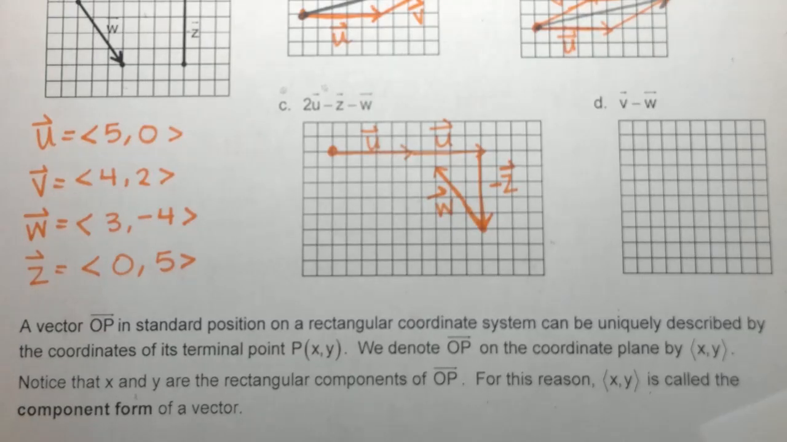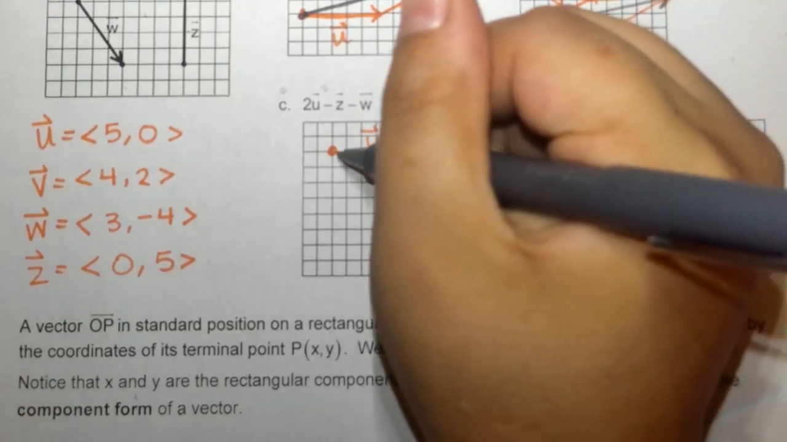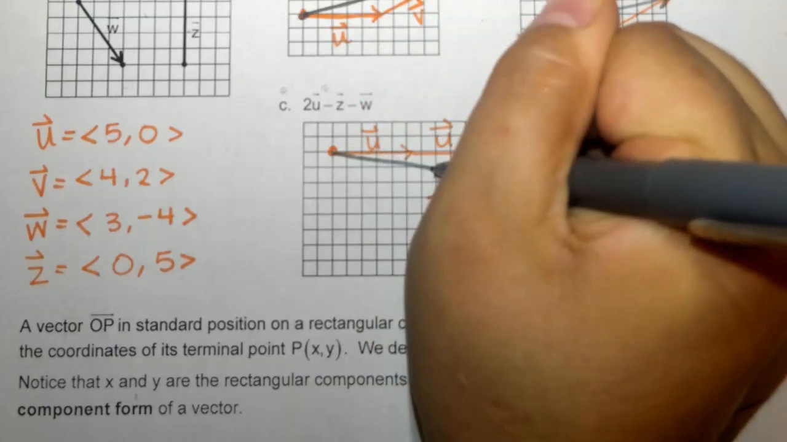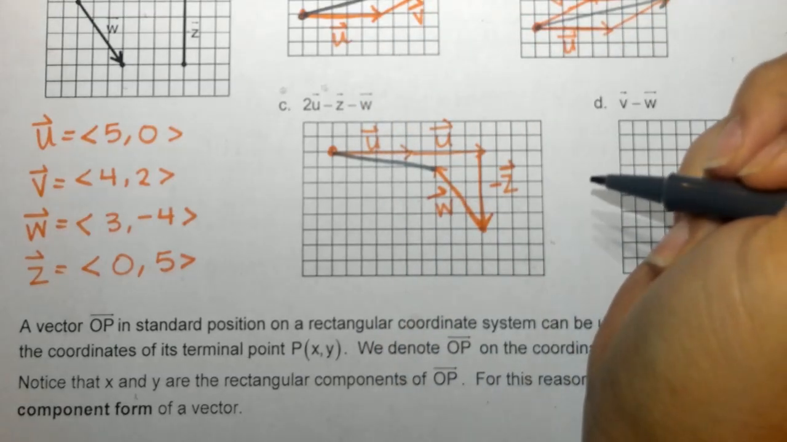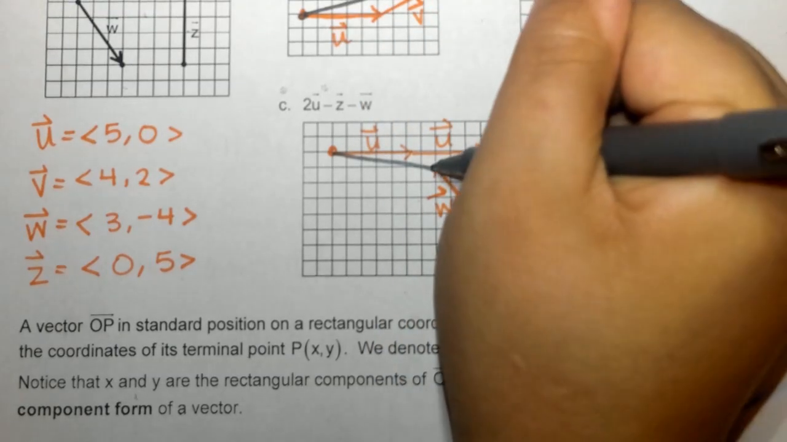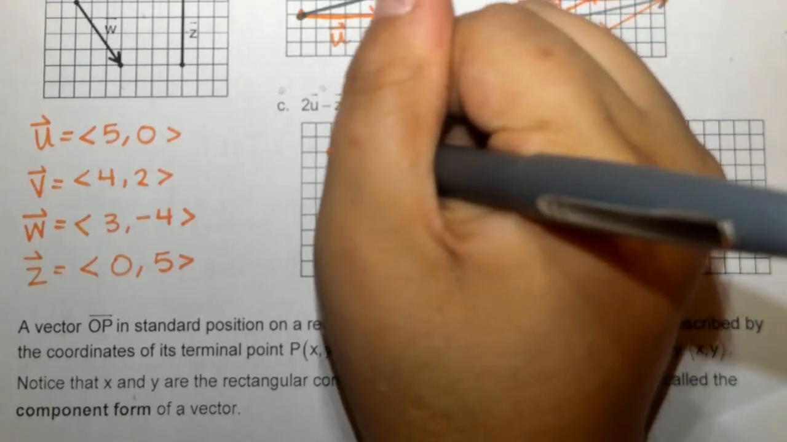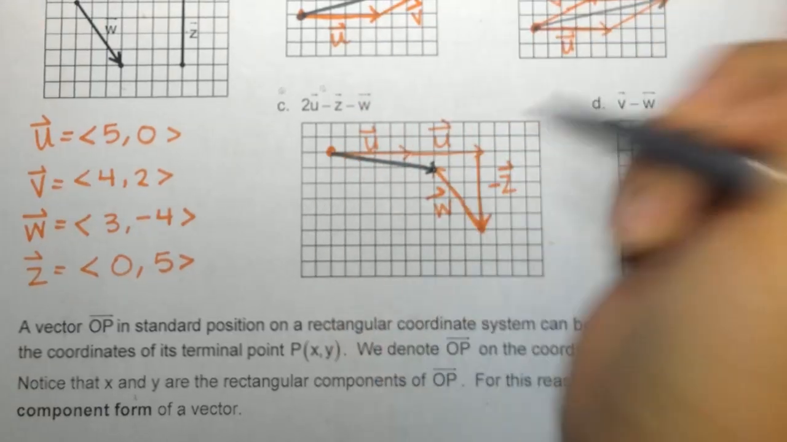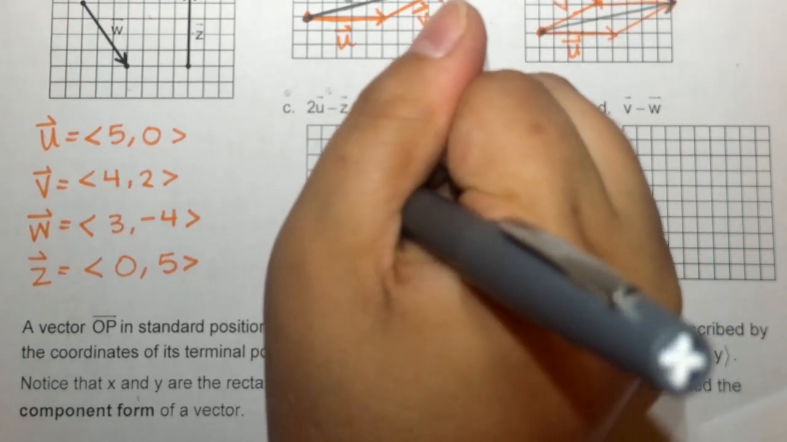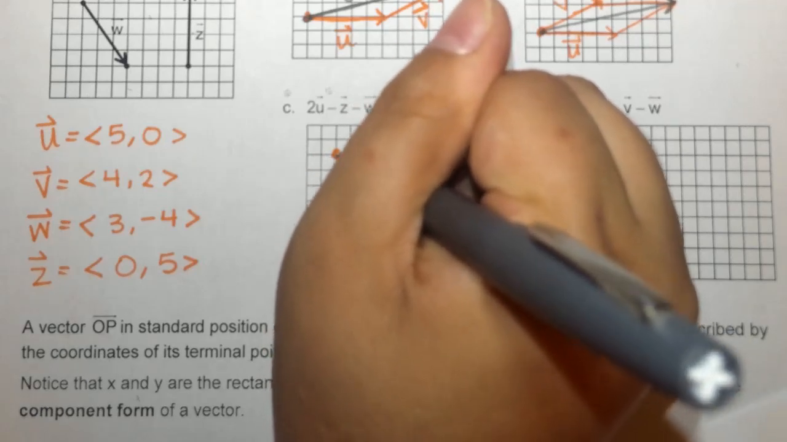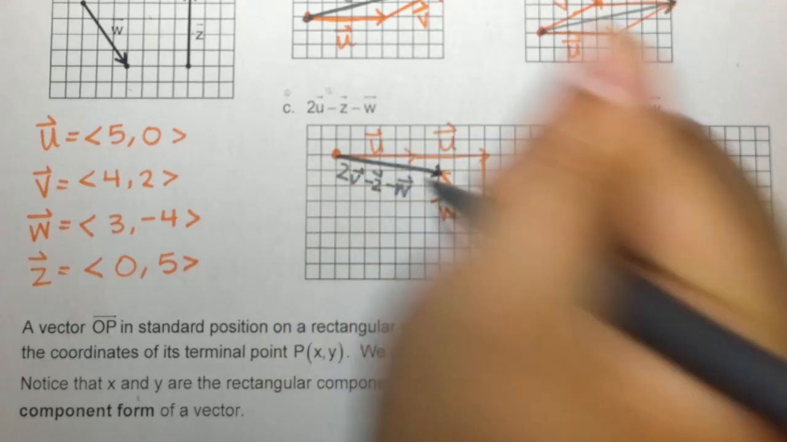What will be the resultant of this? The starting point to the end point. And where am I going to put the arrow? On the end point. And label that. That is 2 vector u minus vector z minus vector w.